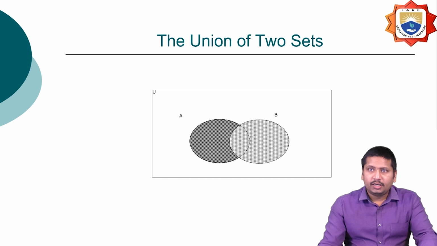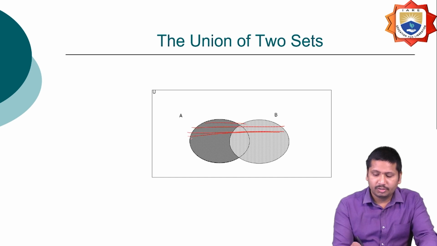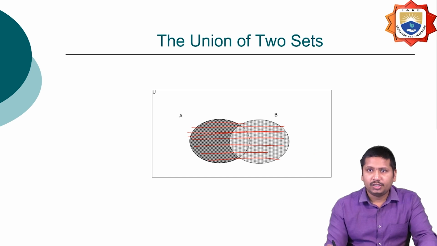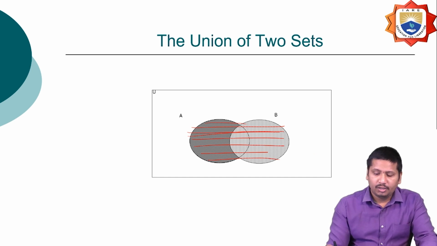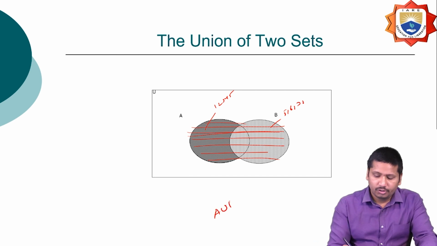Next, we will see the union of two sets. Union of two sets means both the regions, all the elements that are present. That should be the union of two sets. Suppose A has 1, 2, 3, 4, and B has 5, 6, 7, 8. So all the region is going to be shaded. The entire thing will be considered for the union of two sets.